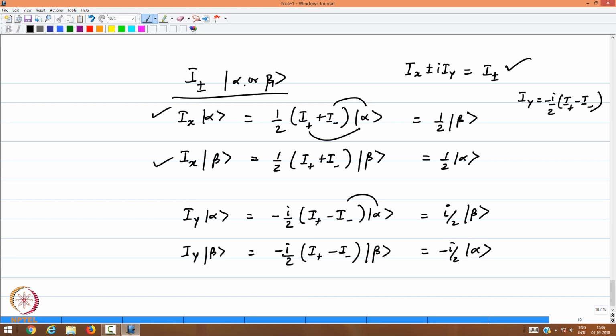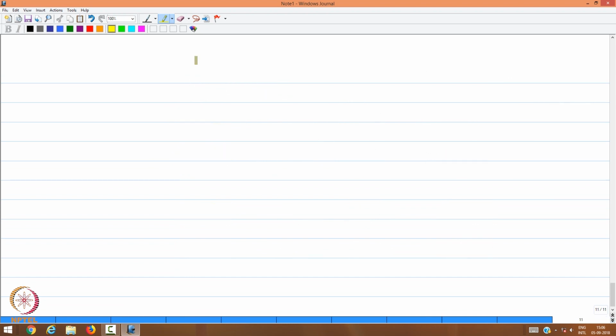Okay. Therefore, summarize these, and immediately we can write the matrices for these operators in no time here. Ix on alpha is half beta, Ix on beta is half alpha, Iy on alpha is I by 2 beta, and Iy on beta is minus I by 2 alpha. Therefore, in this representation of alpha and beta, what is the matrix representation for the operators Ix, Iy?